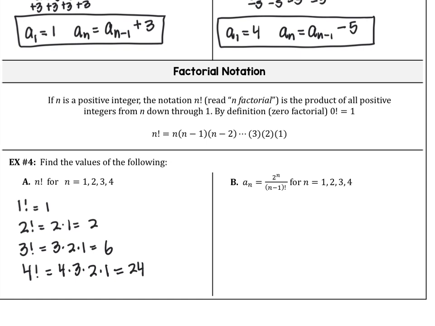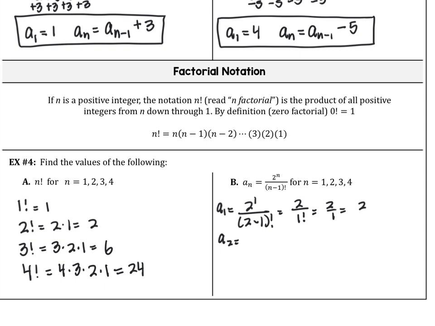So notice on part B, we have a sub n is 2 to the nth power over n minus 1 factorial. And we're going to do the first 4. So the first term, a sub 1, would be 2 to the first power over 2 minus 1 factorial. So 2 to the first power is just 2. 2 minus 1 is 1. 1 factorial is 1. So this is 2 over 1, which is 2.